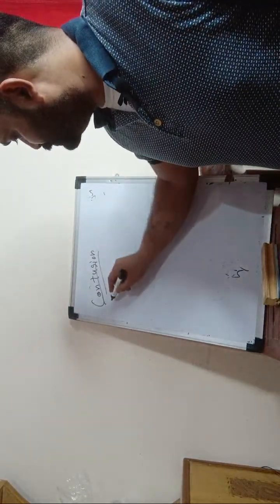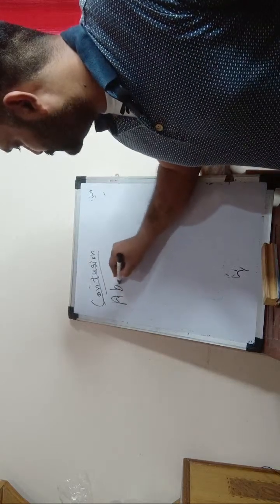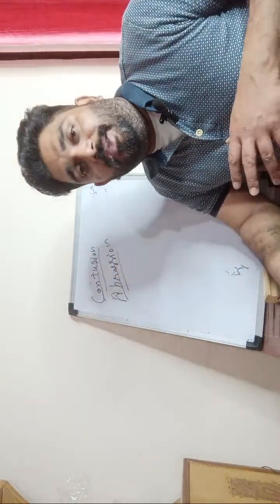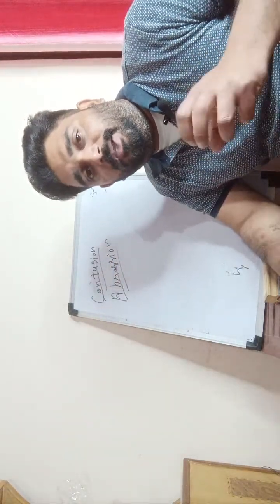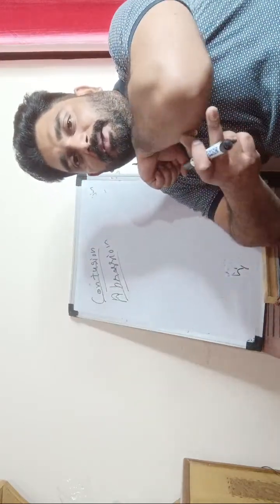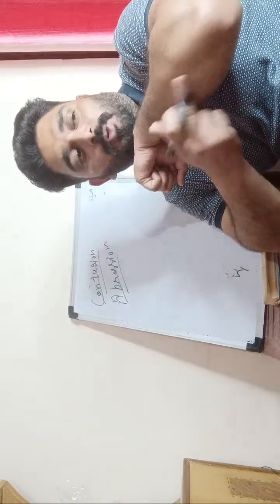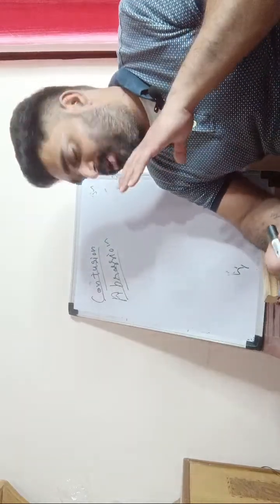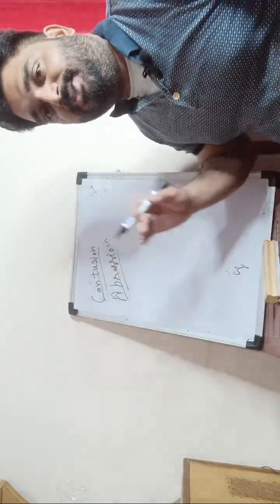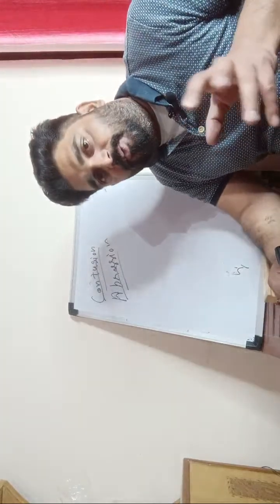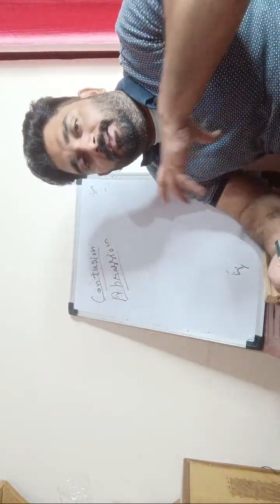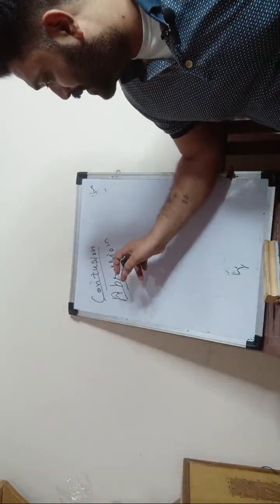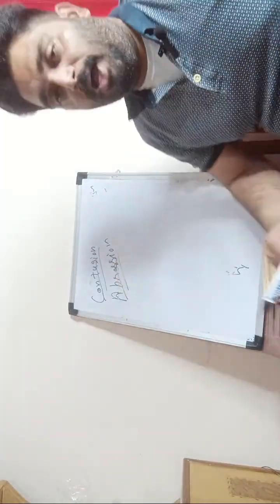The second type is abrasion. Whenever we are running or falling from a cycle or motorcycle, sometimes the upper layer of the skin can be peeled off or rubbed. There is friction between the surface and the skin, and the upper layer of skin is removed. That kind of injury is called abrasion.